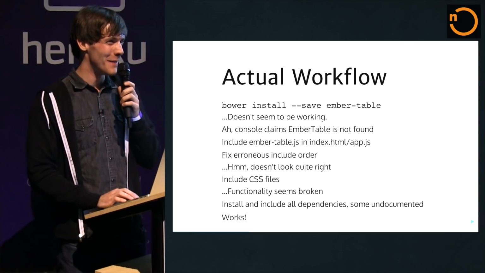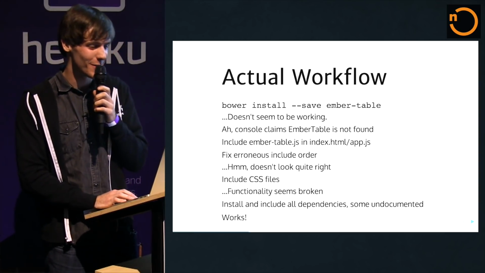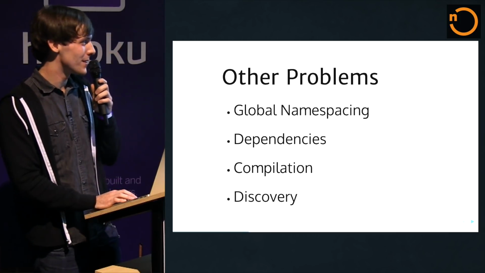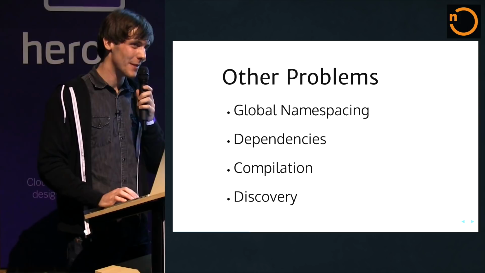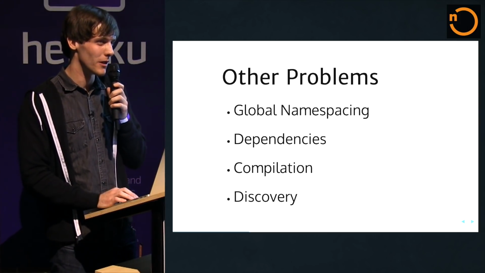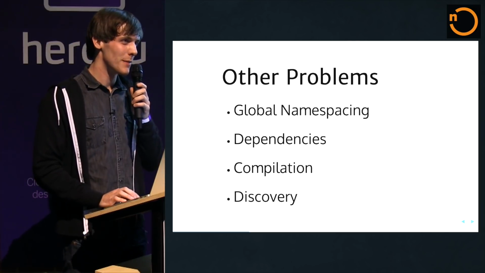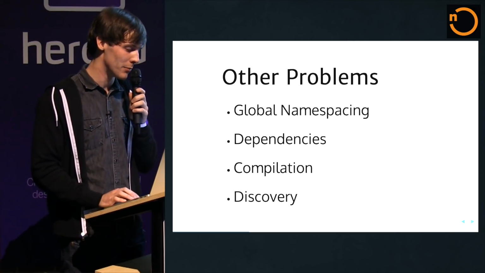So there are problems with the ad hoc way of doing things, which is the problem that add-ons try to solve. And there are other problems too. Global namespacing is a problem. One thing that we've been doing for a long time is we define this table component as Ember.Table, an Ember component. And that's great unless anybody else has something that they want to define as Ember.Table, in which case you're going to have problems.